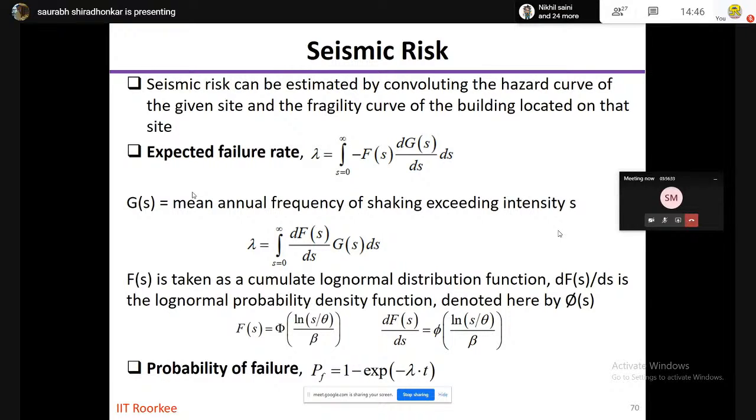However, having said this, we all know that earthquake ground motion, because of its nature, is not certain. There is several variation to it. And because of that, the risk that we calculated, just a second.